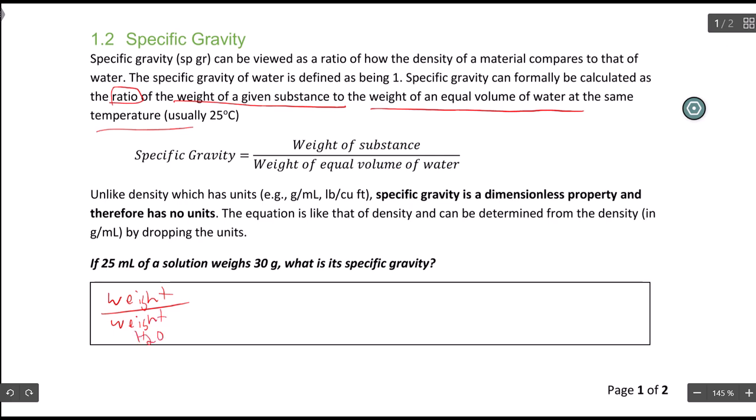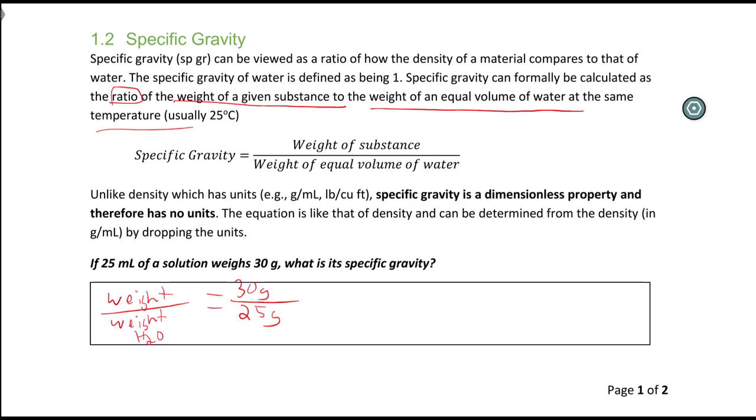So the weight of 25 mLs of the solution weighs 30 grams. So if I measured the solution, 25 mLs weighs 30 grams. How much does water weigh if I have 25 mLs of it? If I've got 25 mLs of water, it weighs 25 grams. So this is what they mean when they say an equal weight, or the weight of equal volume of water, meaning you take the volume that you have and you say, what does water weigh if I have the exact same amount? So if you've got 25 mLs of the solution, how much does water weigh if it's 25 mLs? It's 25 grams. So you'll notice how the units cancel out.